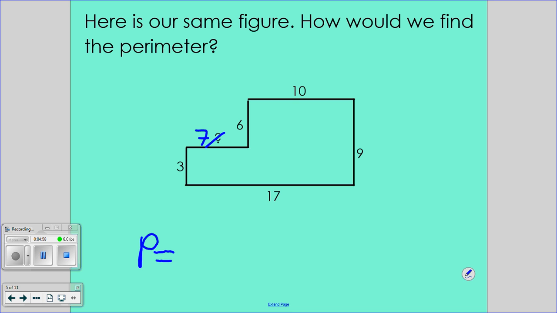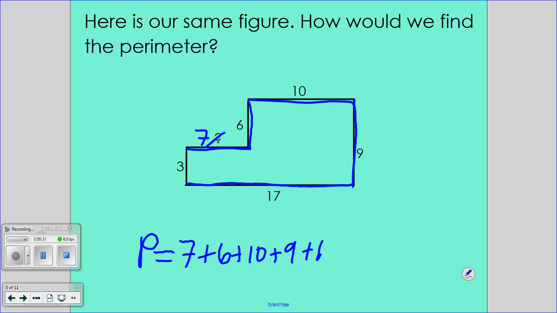Alright, so let's walk around our shapes, and we're going to start at 7. Ready? 7. What's next? 6. What operation? Addition. Plus, yep. Plus 6. Plus 10. Did you do that? Just turn it in, McKenna, and jump right in with us. Plus 9. Plus 17. Plus 3.